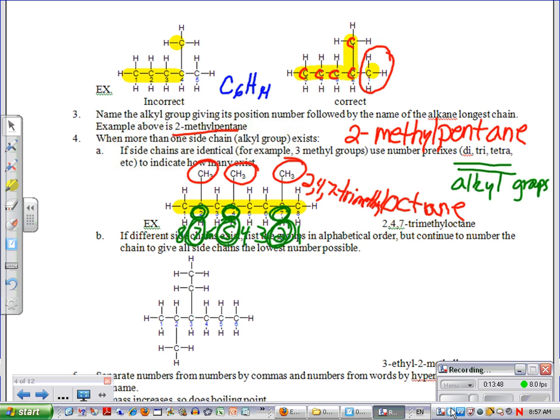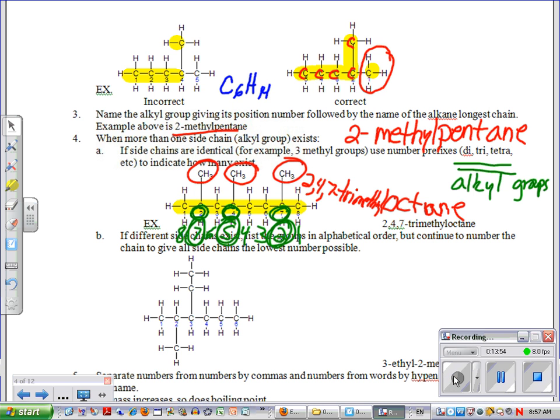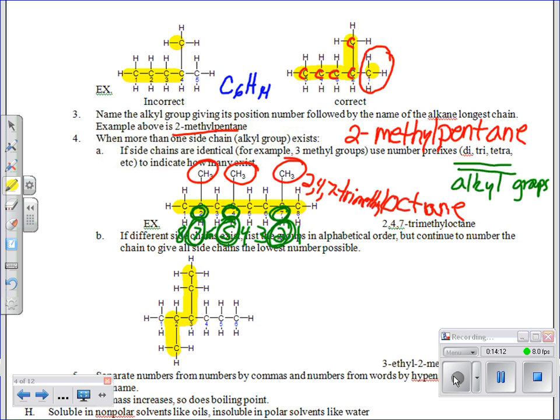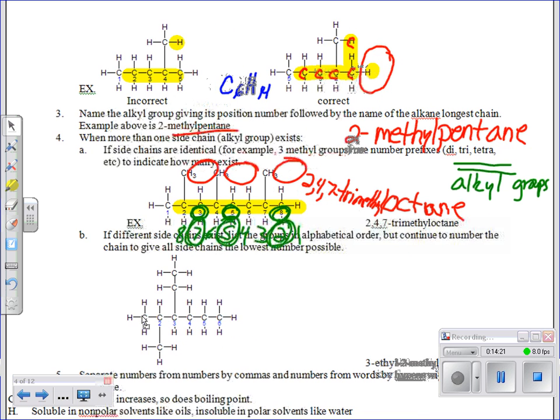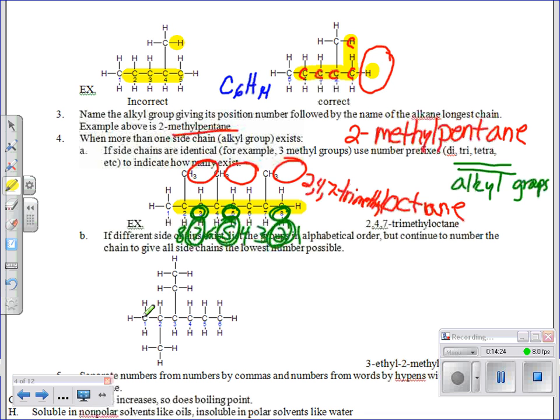Now, if different side chains exist, then you're going to list the groups in alphabetical order. So we're going to list these in alphabetical order. And in this case, again, you always start with the idea that you are going to use your longest continuous chain of carbons. Maybe this is numbered correctly, but maybe you would say, let's see about this one. 1, 2, 3, 4, 5. Nope, that's not it. So it ends up being not that. I have to be careful with this. Hold on. Okay, so it ends up being that you can get 6 carbons there. There's your longest chain of carbon.